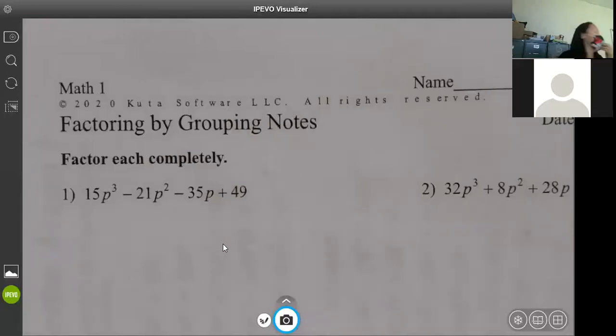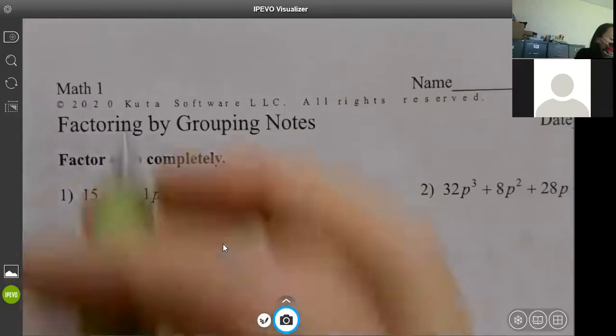So we're going to talk about factoring by grouping, and like I told you guys in here, it's basically the same as yesterday. So you factor by grouping when there are 4 terms.